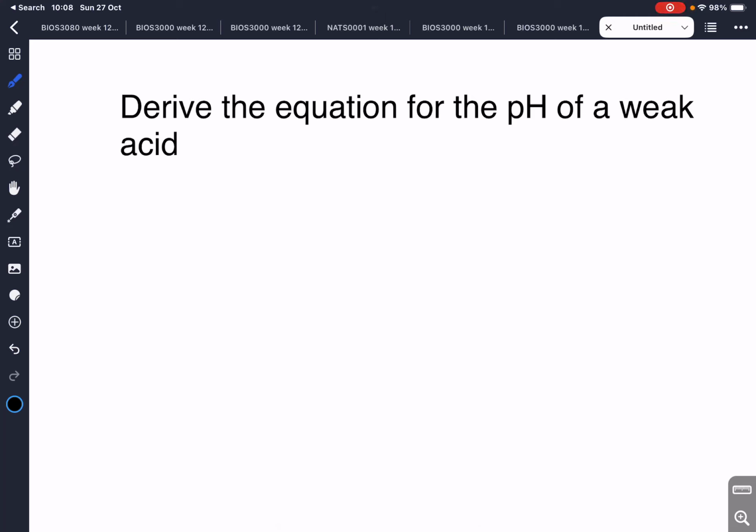Hello everybody! In this video I want to show you how we can derive the equation for calculating the pH of a weak acid. We defined the pH of a solution as the negative logarithm. So pH equals the negative logarithm to the base of 10 of the proton concentration of that solution. That was our starting point for pH.